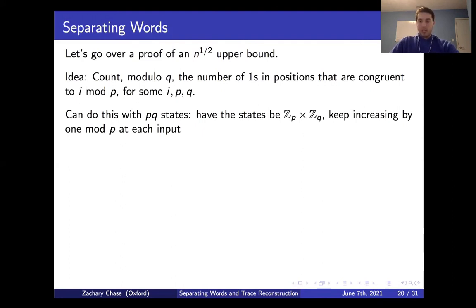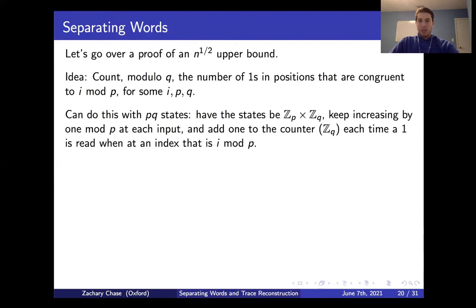And what we do is we keep increasing by 1 mod p at each input. And we add 1 to the counter, which is in Z mod q, each time a 1 is read when we're at an index that is i mod p. So here's an example with p equals 5, i equals 2, and q equals 2.